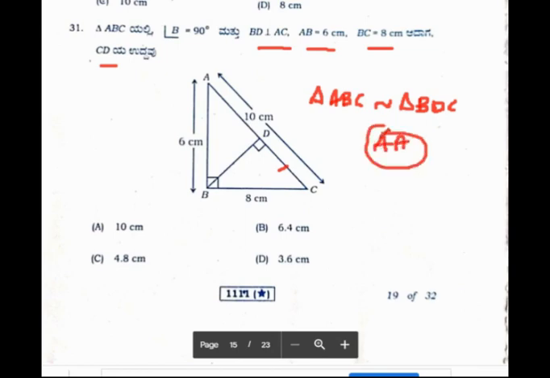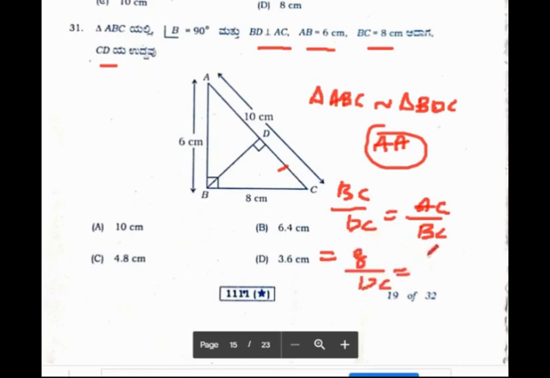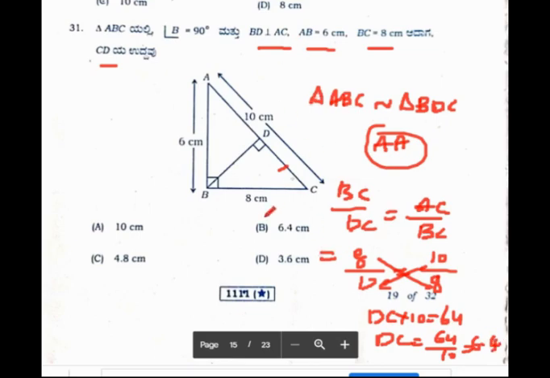AA similarity. So once they are similar on AA similarity, I can write that BC by DC is equal to AC by BC. BC they have given us 8 centimeters. I don't know DC, I will write as it is. AC will be 10 and the other side BC will be 8 centimeters. So we'll do cross multiplication. So DC into 10 will be equal to 8 into 8, 64. So DC will be 64 by 10, which is nothing but 6.4. Correct option for this question is B.